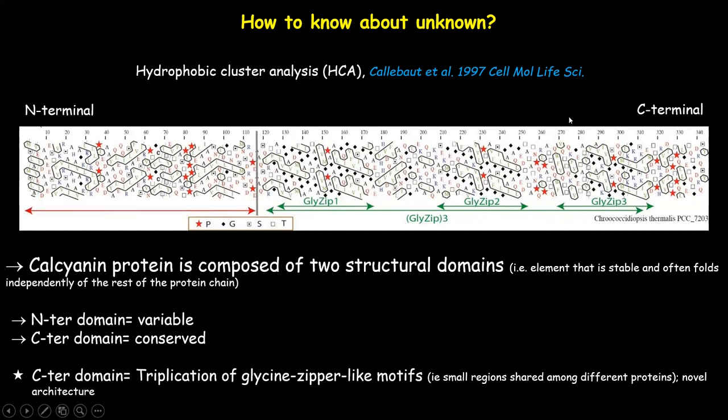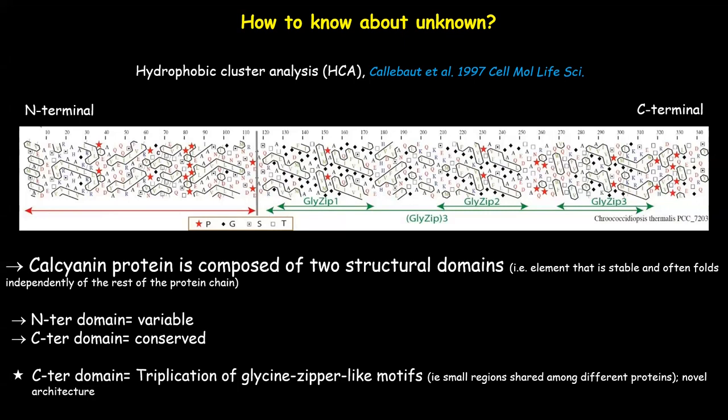So that whole stuff is a triplication of one single motif with some variation, of course, but basically they look relatively similar. And this motif looks like some known motifs that we find in other proteins, and they are called the glycine zipper motifs. So we find them in other proteins, but in that case, there are also some differences. In the calcyanine, these glycine zippers are longer than the ones we usually find in other proteins.